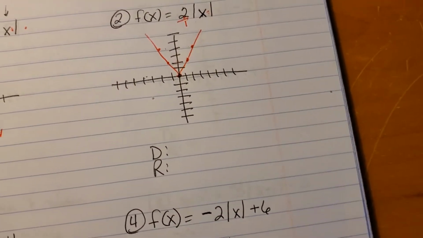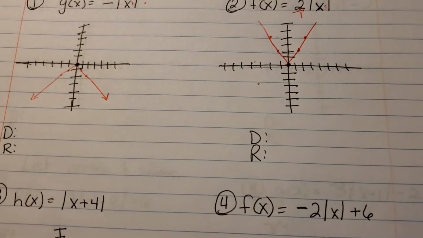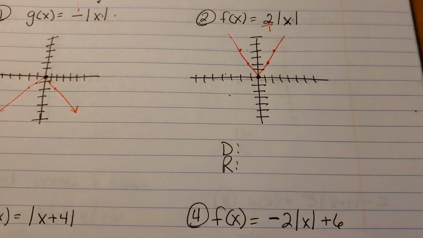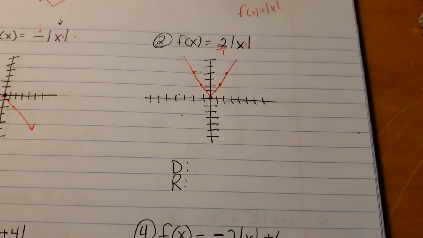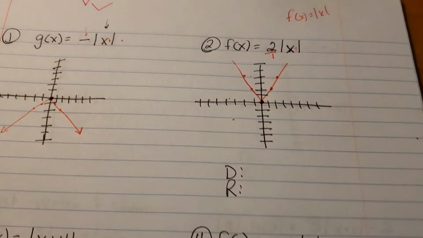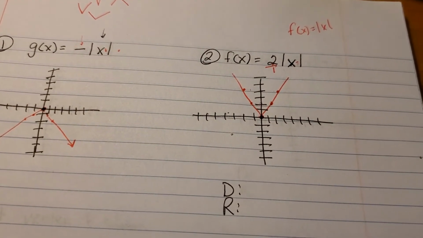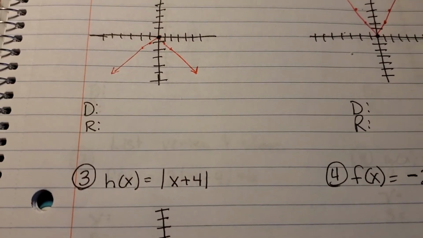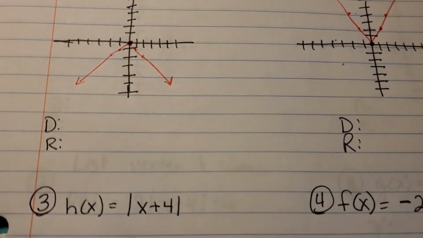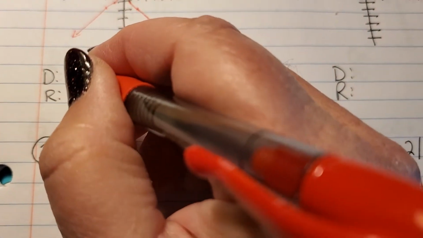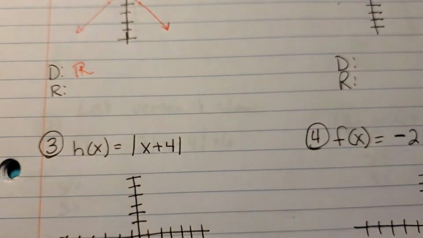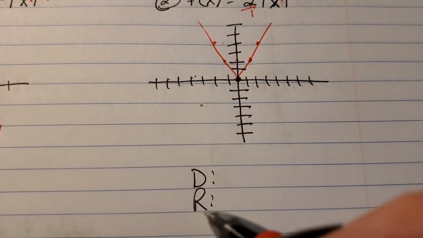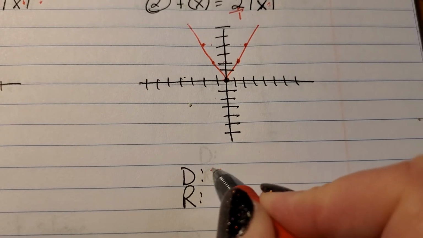You can kind of tell between these two. See how even though it's upside down, it's kind of short and fat, and this one's a little bit taller and skinny. Not much of a difference because it's only 2 times, but there is a little bit of a difference. And oh, I forgot to do domain and range. Let's go back. All right, so the domain on absolute value is always going to be all real numbers, right? And so over here on this one is also going to be all real numbers.